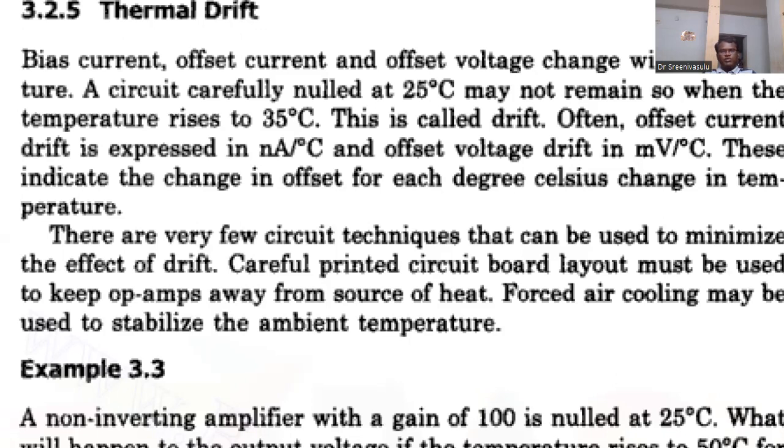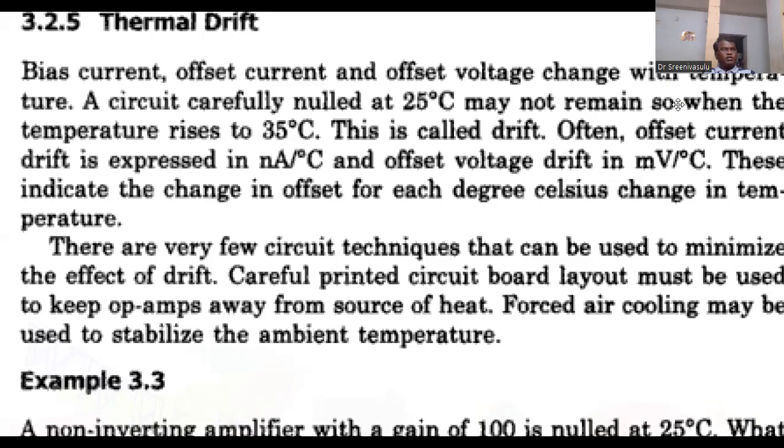There are very few circuit techniques that can be used to minimize offset and thermal drift, such as carefully printed circuit boards. So it is not required here. You simply remember that these internally generated parameters are temperature dependent. So even if you design a circuit at one temperature, it is not going to maintain the same value at another temperature. It is the concept of thermal drift. Okay, we will see in the next one.